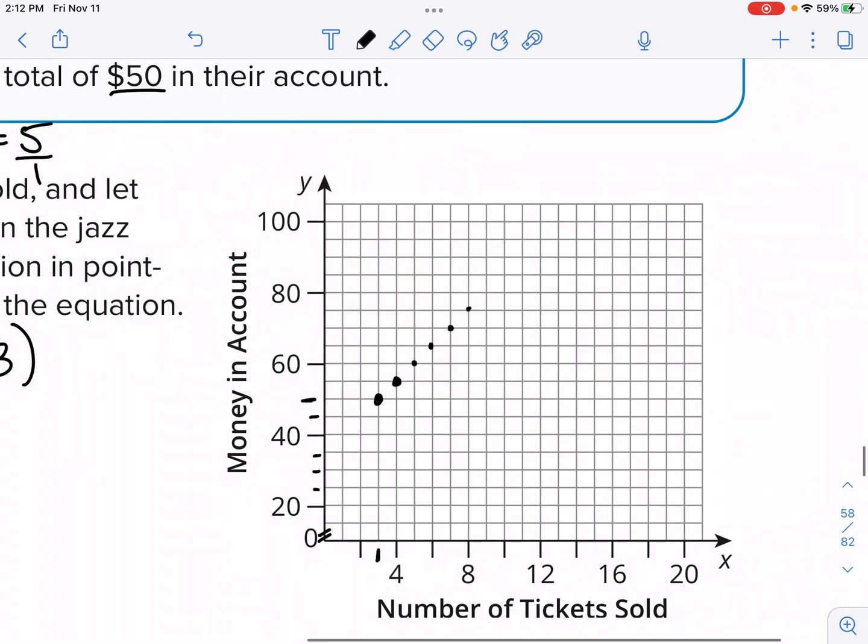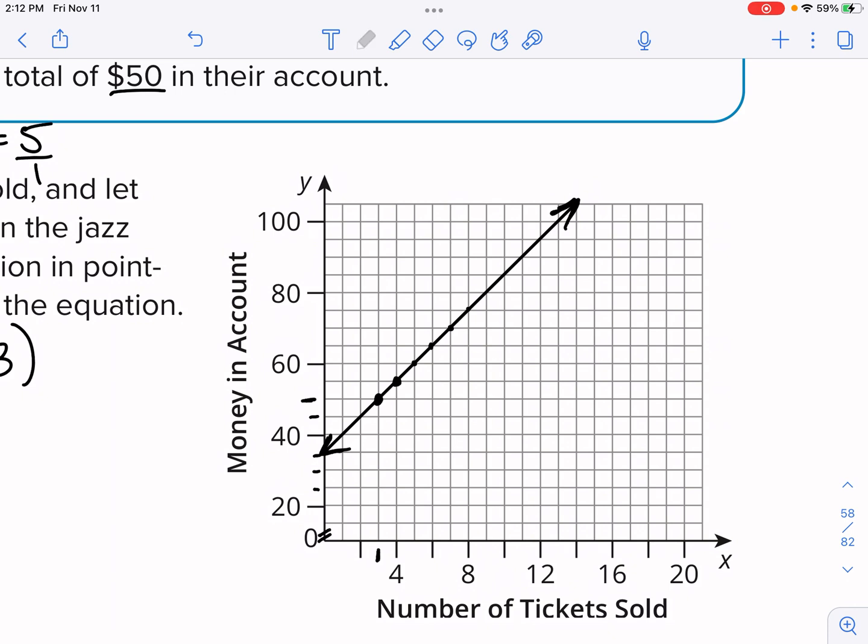I think we have enough points to kind of draw this. And I'll extend out this way. You're welcome to use a straight edge or just continue the points. All right, so this is a line that represents the situation. The line is helpful because then we can think of how many tickets we need to sell in order to raise a certain amount of money.